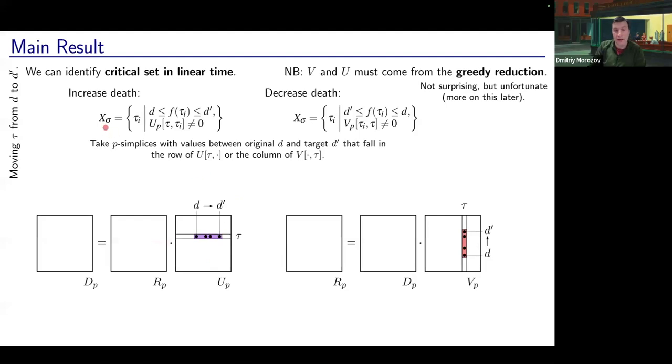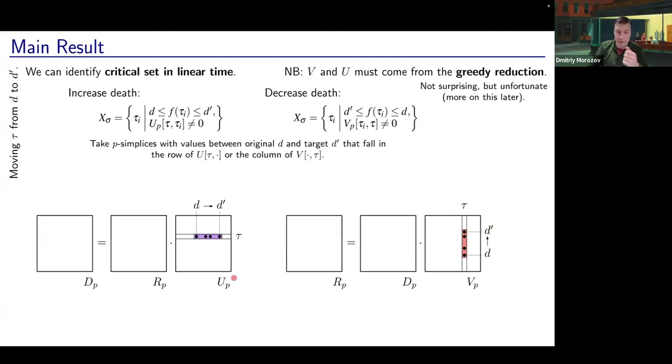Then what happens is the following. If I'm trying to increase the value of some depth simplex tau from d to d prime, it suffices for me to find the row of tau in matrix U and take all the non-zeros in this range, d to d prime. That is going to be exactly the critical set. And if I'm trying to decrease it, then this was the illustration that I showed you earlier, where there was this cap, and the chain representing the cap was stored exactly in the column of tau. So it suffices for me to take the column of tau in matrix V, look at the range d to d prime, and take all the non-zeros in this range. And that's going to be exactly the critical set.